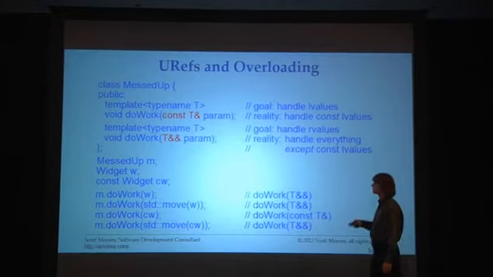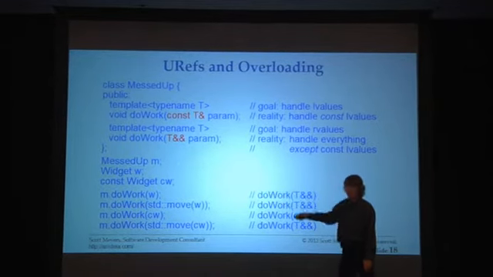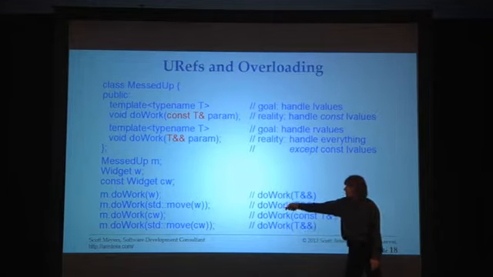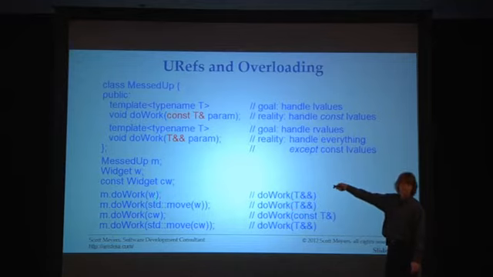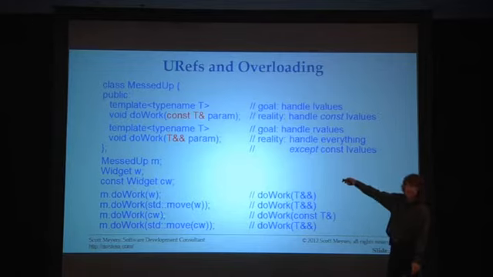and this handles everything else. So for example, if m is Messed Up, w is a widget, cw is a const widget, I call m.doWork with w, this is an L value. It calls this template function. I call it with an R value, it calls this function. Now, cw is a const widget and is an L value. So when I call doWork with a const widget, it will call this function.